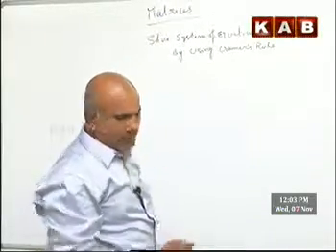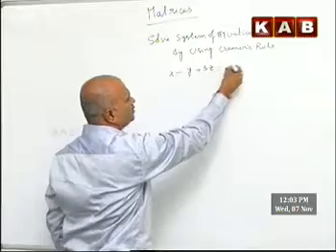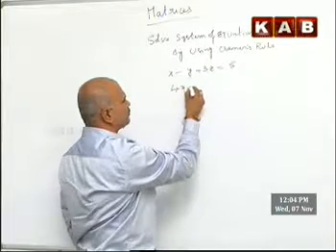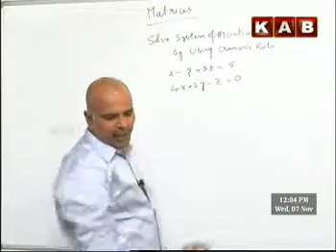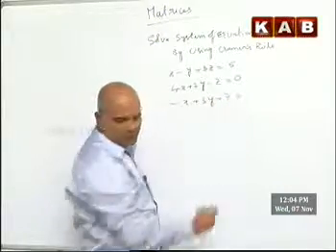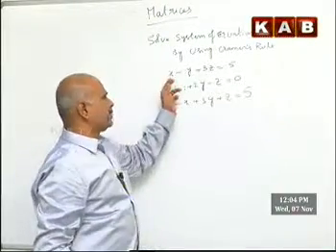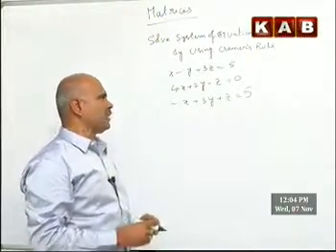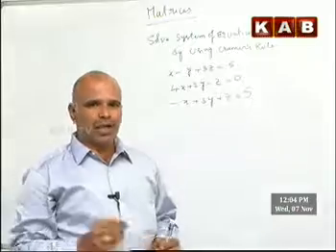Right. The question is: x minus y plus 3z is equal to 5. Again, the second equation is 4x plus 2y minus z is equal to 0. Again, minus x plus 3y plus z is equal to 5. Right. These are the cases we have now: x minus y plus 3z is equal to 5, minus x plus 3y plus z is equal to 5, 4x plus 2y minus z is equal to 0. So this is a system. We have to solve this system by using Cramer's rule.